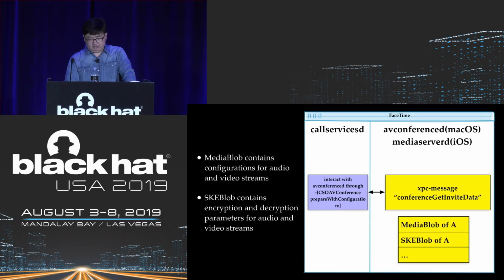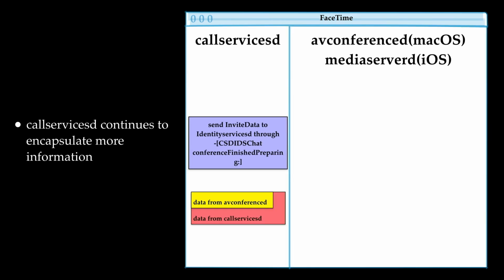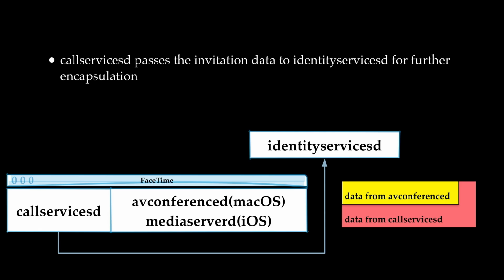The invite data consists of a media blob, an SKE blob, and some other information. The media blob contains the configuration for audio and video streams. The SKE blob contains the encryption and decryption parameters for audio and video streams. After AVConferenced generates the blobs, it sends them back to CoreServicesD. CoreServicesD then continues to encapsulate more information. After that, CoreServicesD passes the invitation data to IDSServicesD for further encapsulation.